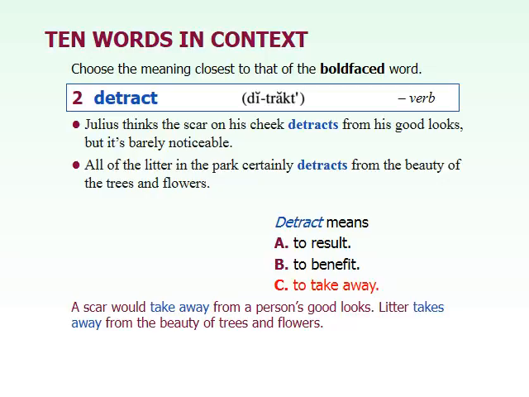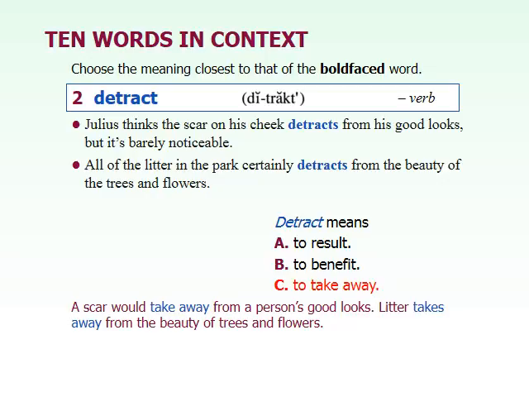Now we first want to look for a preposition that goes with it, and we'll see that detract is followed by from. So when we say take away from, we're not literally taking something away. We're not actually moving anything. But when we say that detract means to take away from, it means that it reduces the value of something.